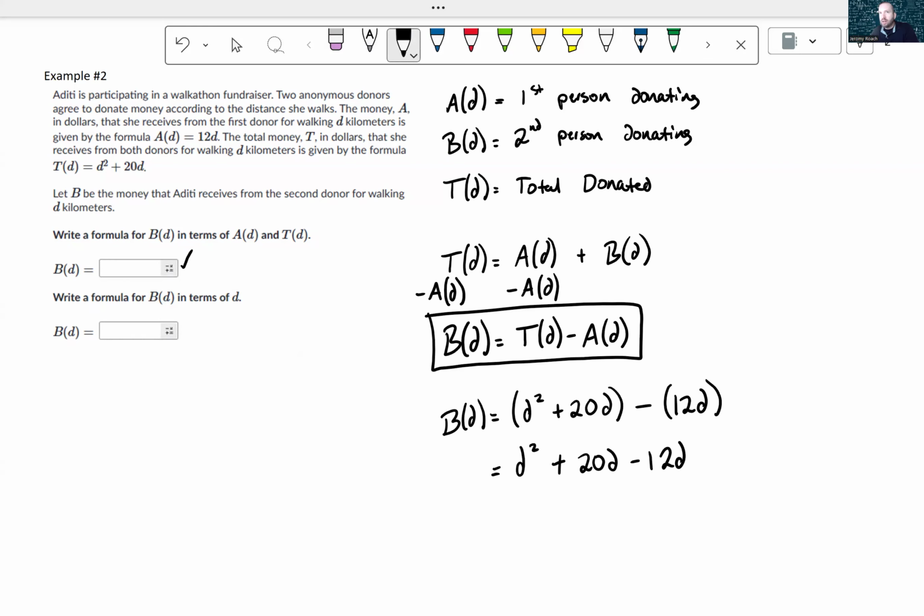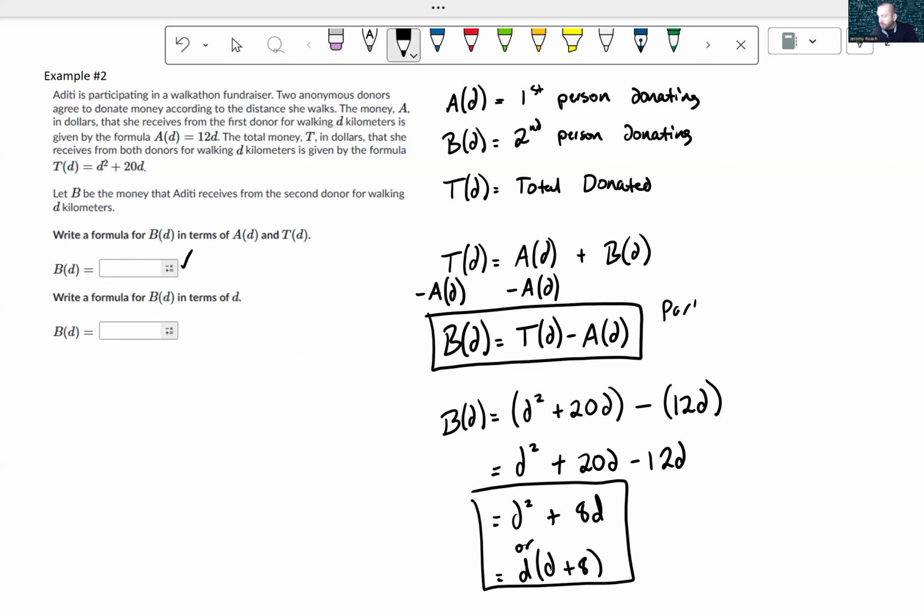So now we have D squared plus 8D for our final answer. And you could factor this if you wanted to. If you factor out a D, you'd get D times D plus 8. So that's part two. There's part one, and this is part two.